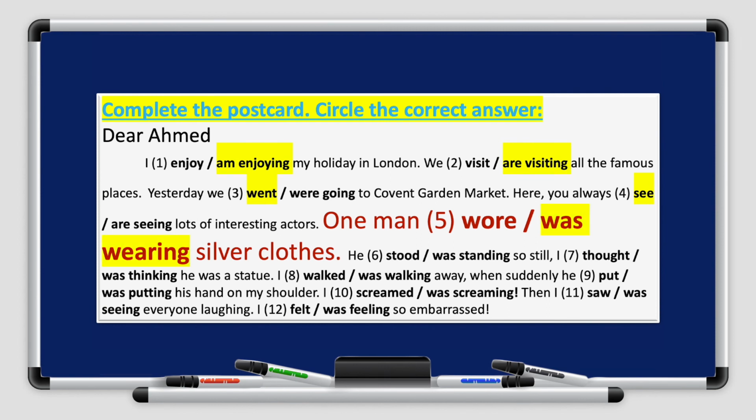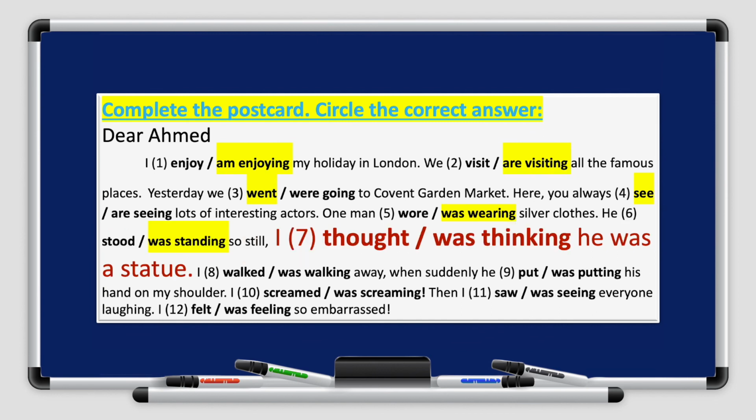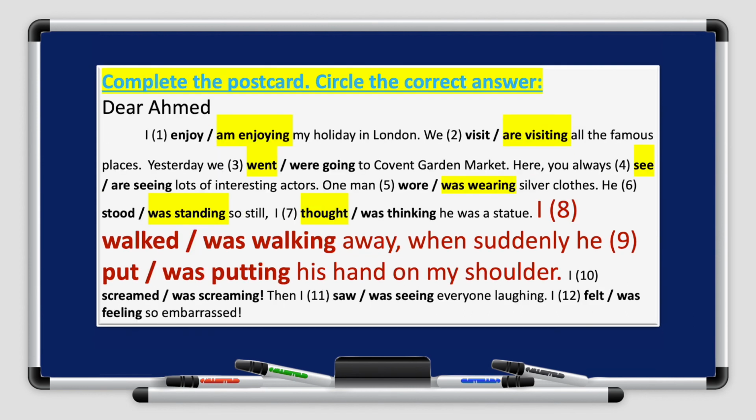Excellent. Was wearing. He stood, was standing so still. He was standing so still. I thought, was thinking he was a statue. I thought, you thought, and you've done from this action already. He was a statue. I walked, was walking away when suddenly he was putting his hand on my shoulder.